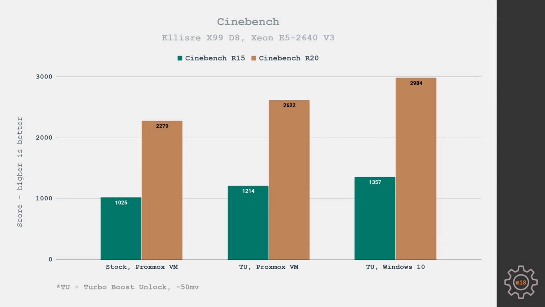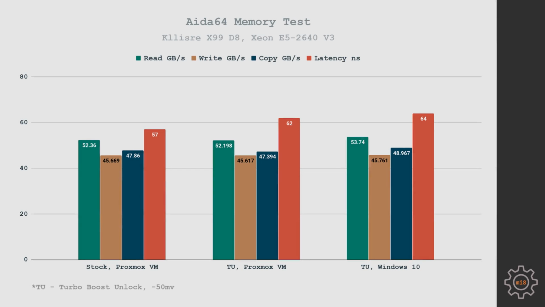Cinebench R15 and R20 are also demonstrating that Turbo Boost Unlock is working with Proxmox virtual machines. Here, the Turbo Boost Unlocked virtual machine is yet again slightly ahead of the stock virtual machine and slightly behind the vanilla Windows installation. One more important test is memory speed. Somehow memory latency is better on the virtual machines when compared to the vanilla Windows installation. I don't know how it happens, maybe the benchmark is not properly testing latency in this configuration. Memory read-write is just half of the story. Let's also take a look at the CPU cache speed.